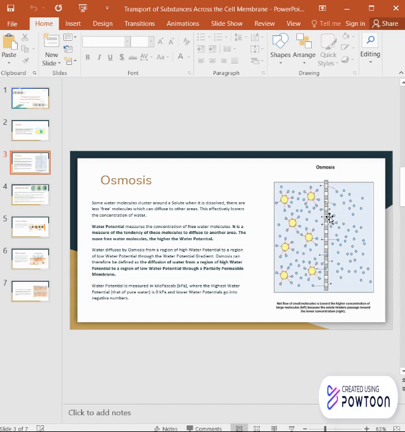So when we think about osmosis and the movement of the water, we are talking about the movement of free water molecules. The free water molecules are the water molecules that are able to diffuse across the membrane. The tendency of these free water molecules to move from an area of high concentration to an area of low concentration is osmosis. So osmosis is the diffusion of water from a region of high water potential to a region of low water potential through a partially permeable membrane.